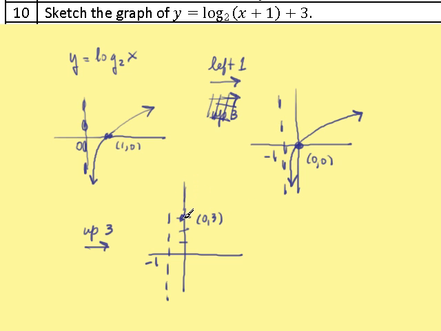All right, so let's redraw this picture. We're going to draw that vertical asymptote and then the graph going slowly up. So that's the graph of y equal log base 2 of x plus 1, plus 3.